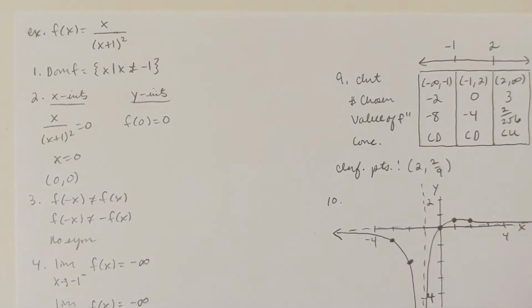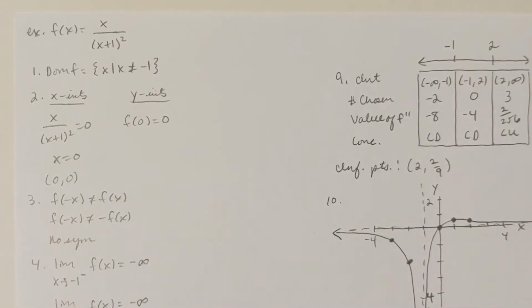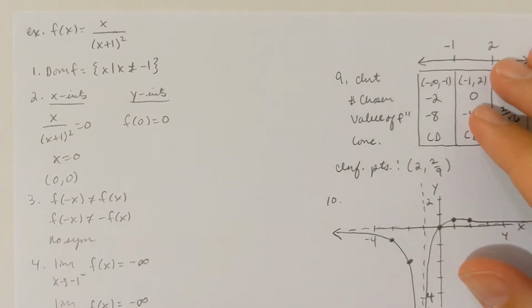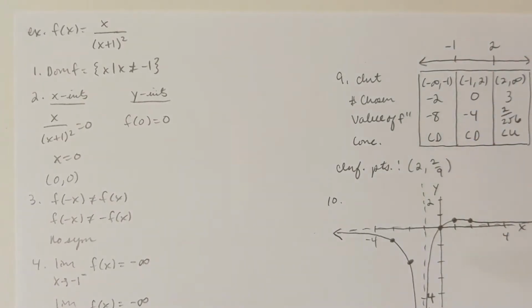Here's another example. Let's graph f of x equals x divided by (x plus 1) quantity squared. Okay. You might see the terminology "analyze this function." Okay, so what they mean by that is go through the list of steps that were there. So let's do that.